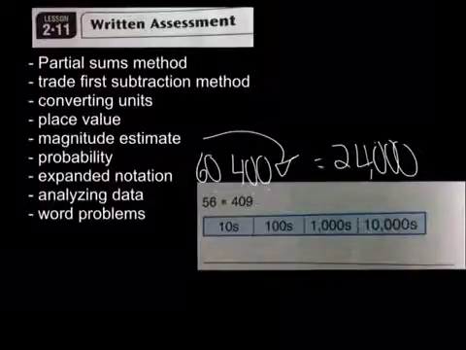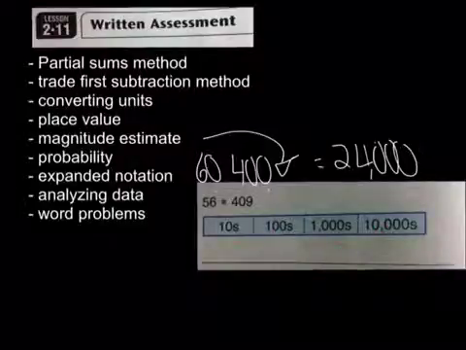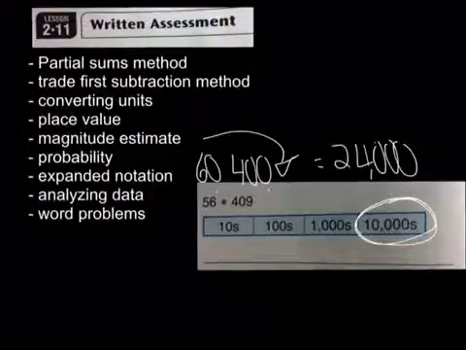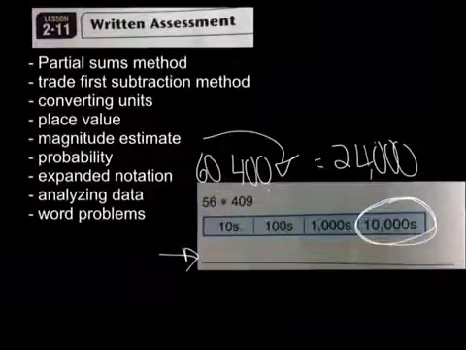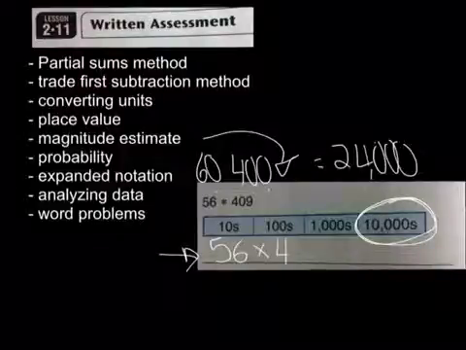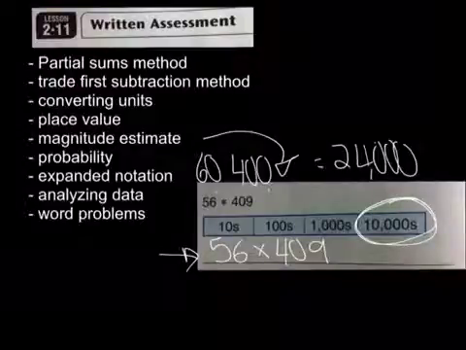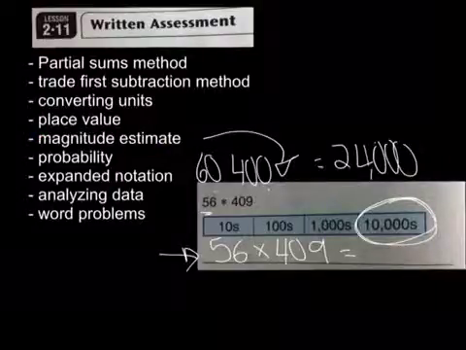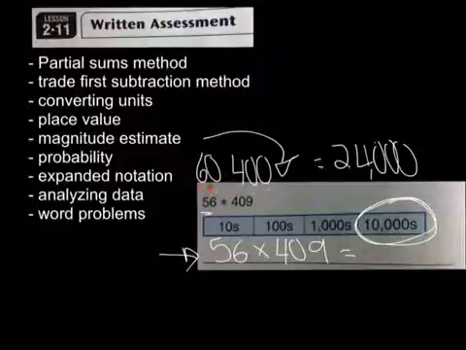And I need to circle which one it will be. Is it in the tens, the hundreds, the thousands, or the 10,000? Well, 24,000 is clearly in the 10,000s. Okay? And then after that, you can write your actual answer, which is 56 times 409. It's going to be slightly higher than 24,000 because we rounded up over here. You can go ahead and write your answer. But this is how you would make a magnitude estimate by rounding the factors and then giving me an estimated product.